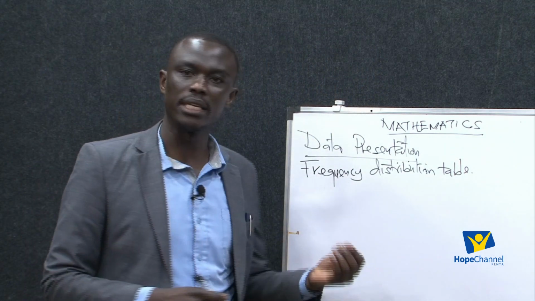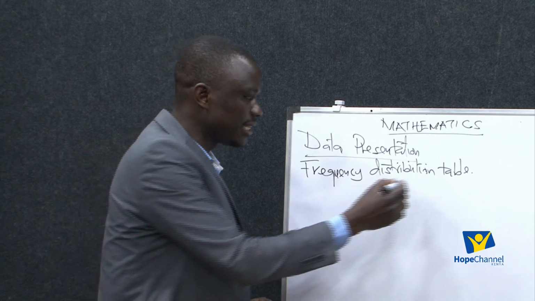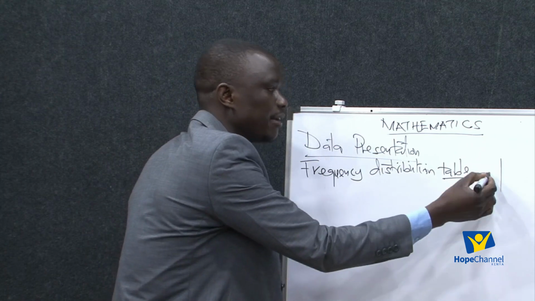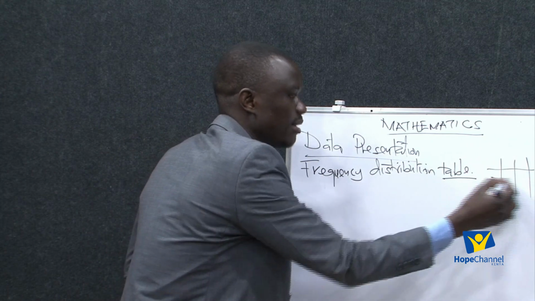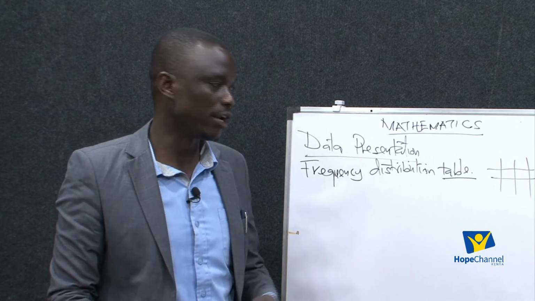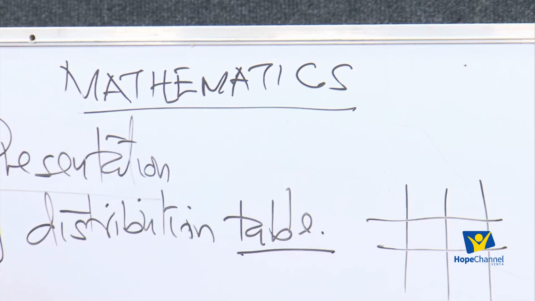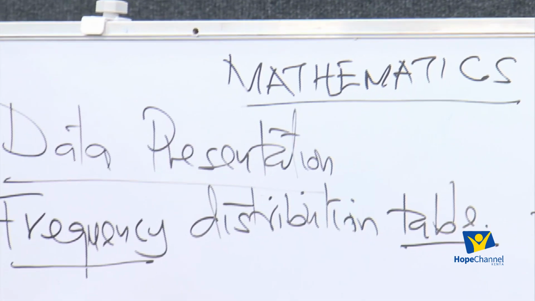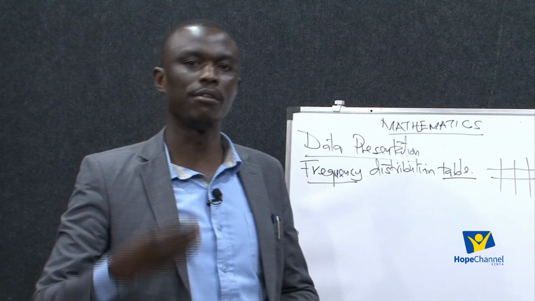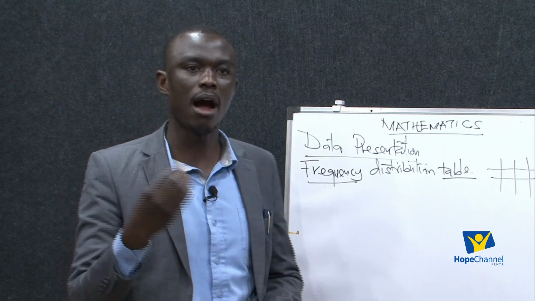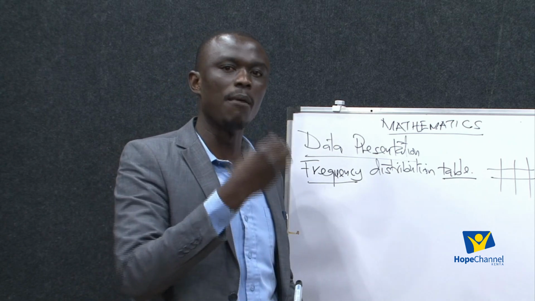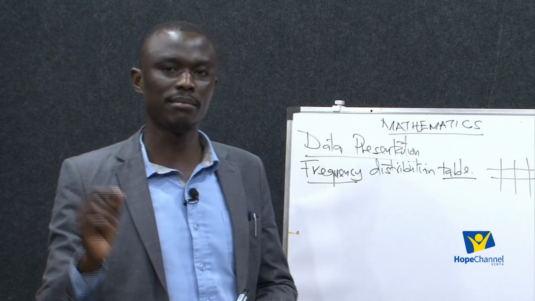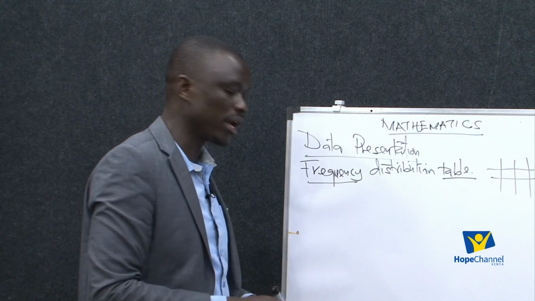a frequency distribution table is a table. You know, a table is always defined by rows and columns. And it is a table showing frequencies, which in this case is the number of occurrences: how many times does an observation occur? That is the frequency. So we are going to look into a data.